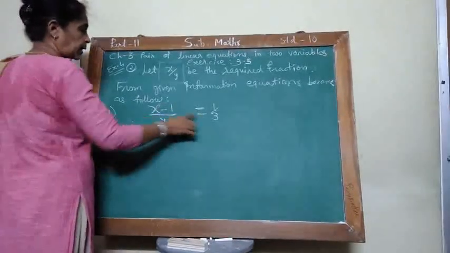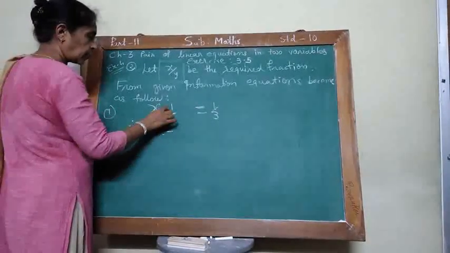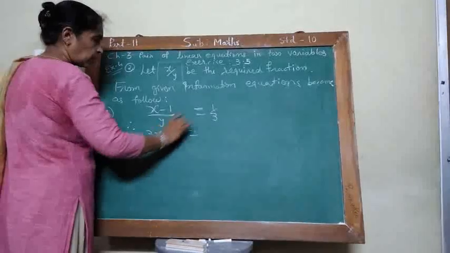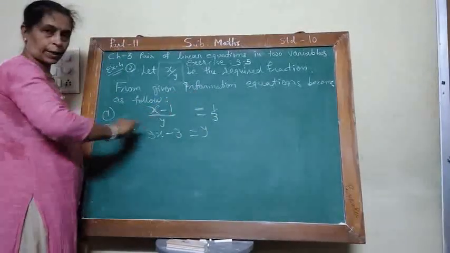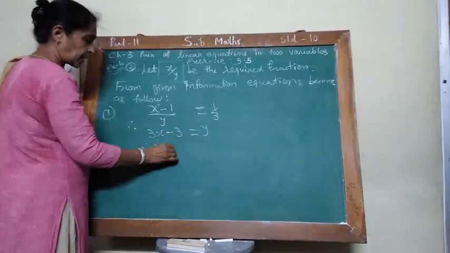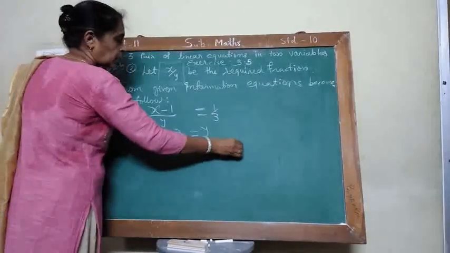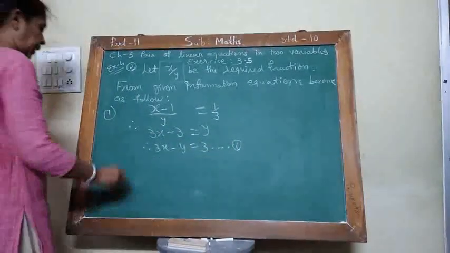If you simplify this, then 3 multiplies to x, 3 into 1 is 3 minus 3, y into 1 is y. Do cross multiplication. And then you write it this way: 3x minus y is equal to 3. Minus 3 goes on this side. So equation number 1 I obtained like this.